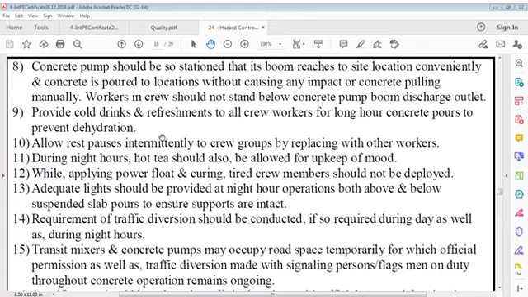Provide cold drinks and refreshments to all crew workers for long hour concrete pours to prevent dehydration due to heat generated by hard work. So provide cold drinks and refreshments. This usually happens on every site with a long pour, say 10 hours, 8 hours, 20 hours, 15 hours. Generally, food is provided, tea is provided, water is provided. This is practical, and this should be.